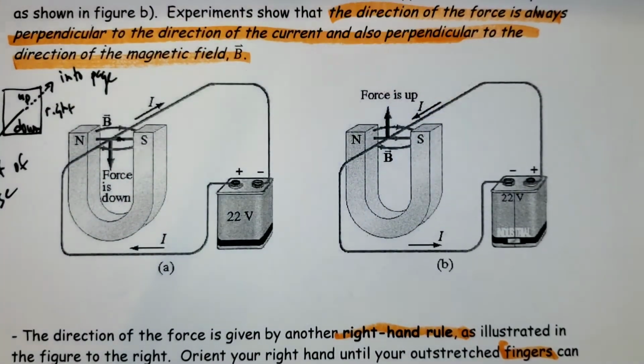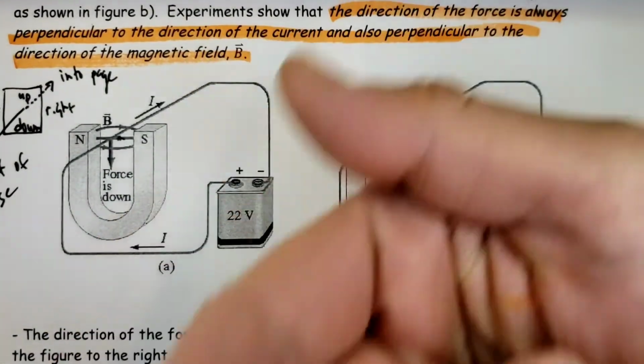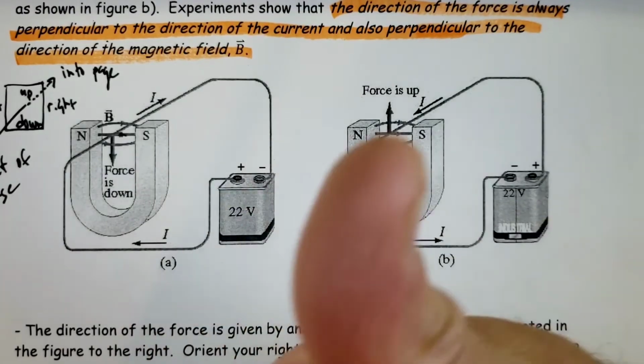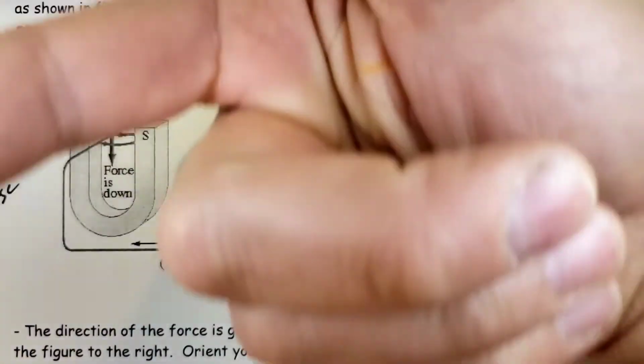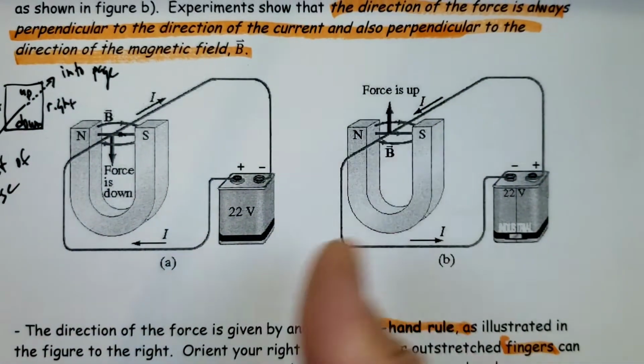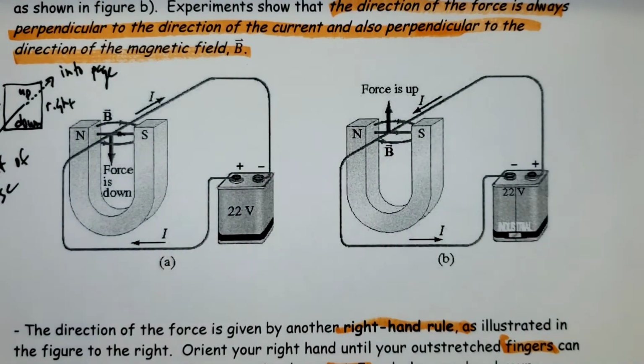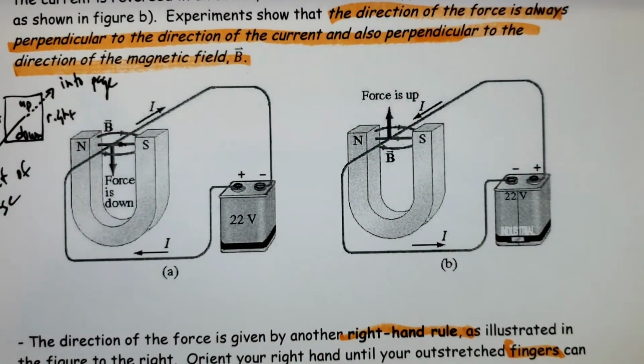If I look at this, current is out of the page, so coming out at you. Magnetic field is pointing to the right, so coming at you, left to right, and notice what my thumb is doing? Straight up. So that's how that one works.